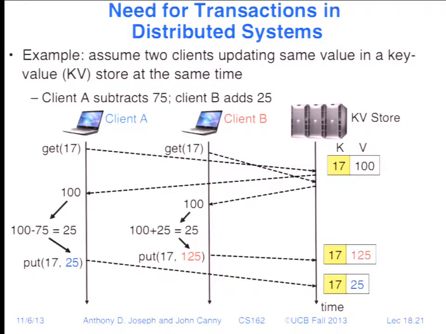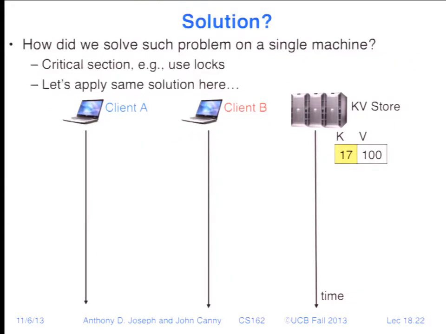from either ordering. One transaction's decreasing the amount by 75. The other one's increasing by 25. So the net result, if these happen sequentially, should be 50. But in fact, one transaction completed successfully and the other one basically was overwritten. So it's as though client B's write never happened. So unless we're careful about locking, just as with locking on a single machine, you can get problems. All right, so client B's update was lost, it was overwritten.